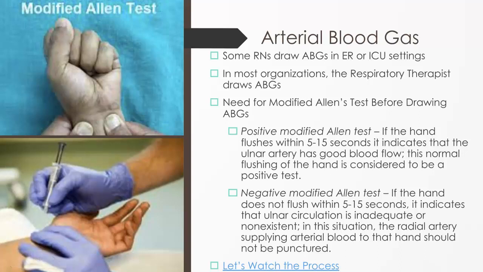You need to do a modified Allen test before drawing ABGs. You can see here that they are squeezing both the ulnar and radial arteries. You would typically have the patient open and close their hand while you're squeezing, about 5 times, and then while it's open, you release the ulnar artery. This checks to make sure that if we damage that radial artery, they are not going to lose their hand. A positive modified Allen's test is when the hand pinks up the way it's supposed to, and a negative modified Allen's test is when it does not.